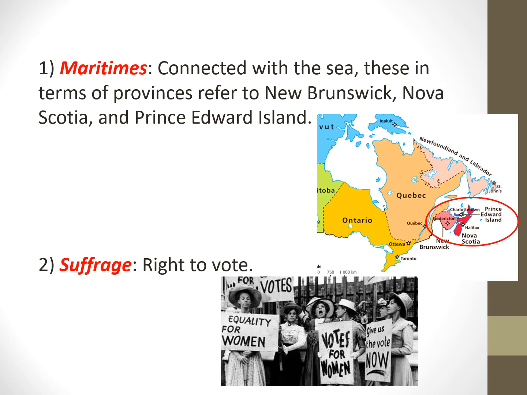So the first definition most of you will probably know, it's the Maritimes. The term Maritimes means connected with the sea, and this means the provinces of New Brunswick, Nova Scotia, and Prince Edward Island. Some people also include Newfoundland and Labrador, but it's the three smaller provinces at the bottom. Then we have suffrage. This means the right to vote, and usually with the term suffrage, we talk about women wanting to fight. So the suffragist movement, where women at the time were fighting for a right to vote.